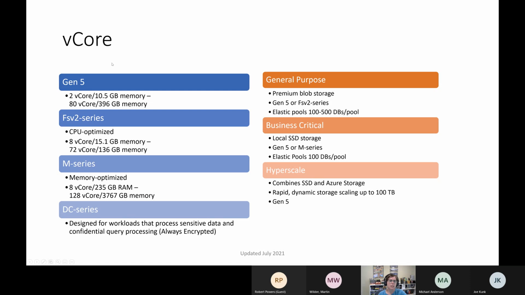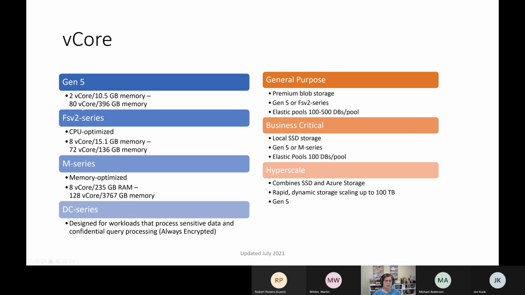All right, so in the vCore model, this left column in blue are your compute choices. We have different families of compute. Gen 5 is just general purpose. The FS is CPU optimized for really CPU heavy workloads, lots of data crunching, lots of analytics. The M series is memory optimized, maybe larger databases where you do a lot of reads and want a bigger cache. We have this new DC series, which is basically used for confidential query processing. So that's the first decision you make.